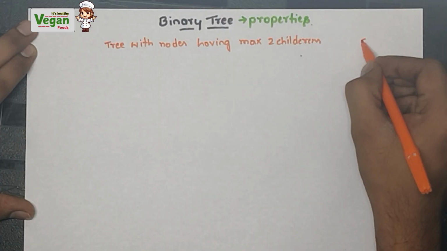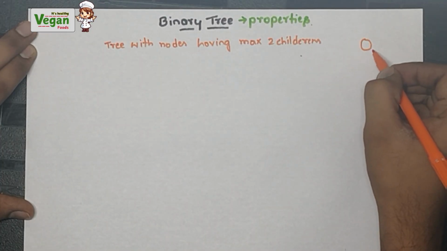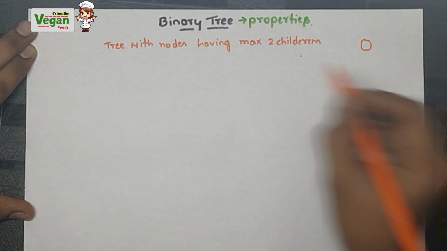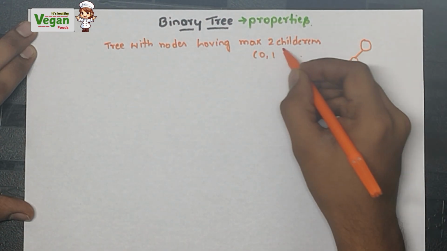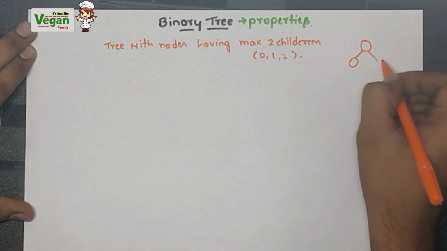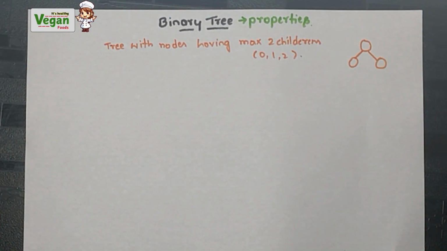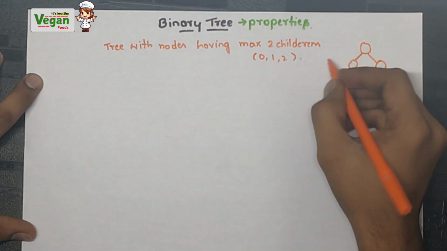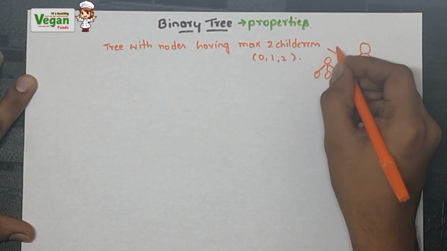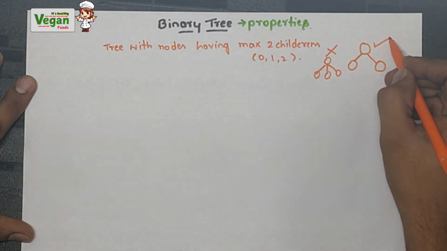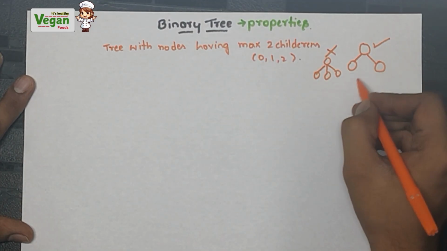So if you consider a node, this node can have 0 child or 1 child or 2 children. So this is the maximum. More than 2 children it cannot have. If I consider this one having 3 child nodes, this is not a binary tree. This is a binary tree because it is having 2 children.